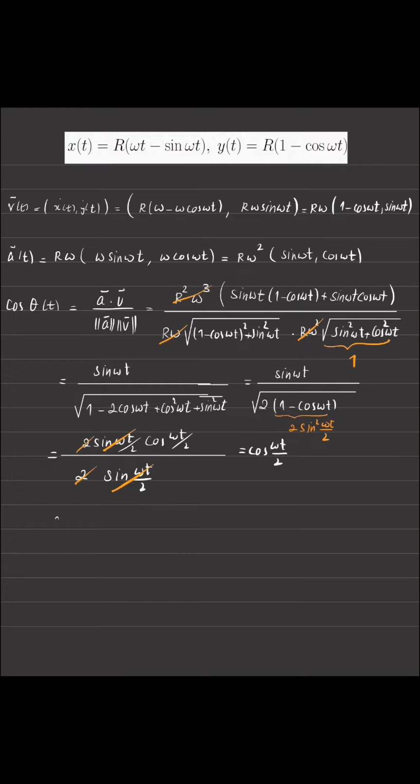So what did I get? I get cosine theta of t equals cosine omega t over 2. So this means that theta of t is omega t over 2. But now t is 4 seconds, so this means theta at 4 is equal to 2 omega.